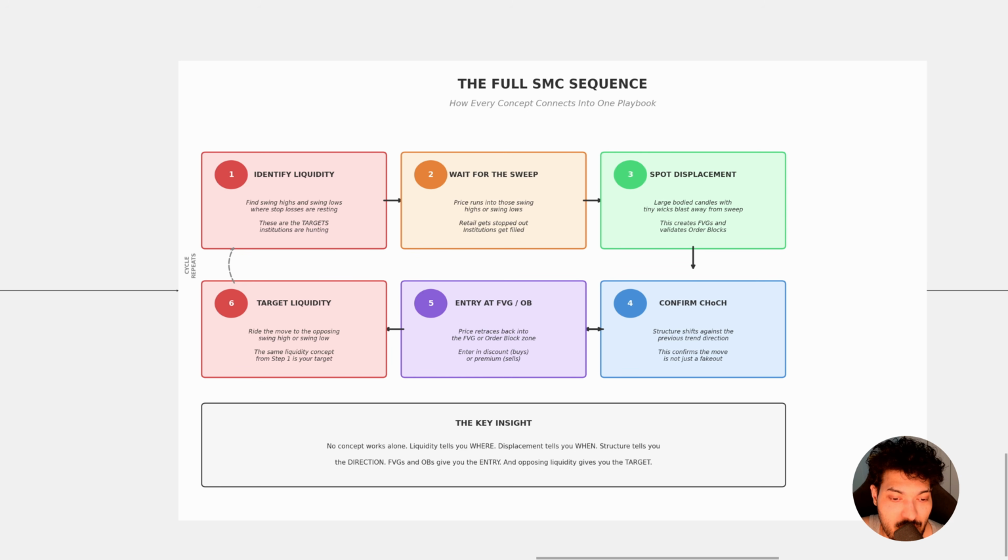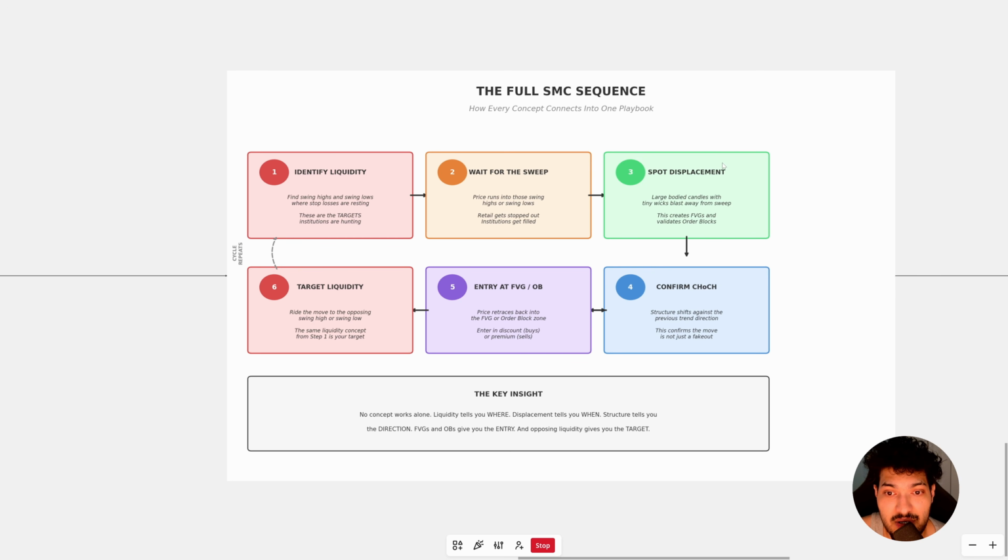But you've got to understand that no concept is going to work by itself. All right, liquidity is going to show you where, but the displacement is going to tell you when. All right, and the structure tells you the direction on how it gets there, right? The fair value gaps and the order blocks are going to give you the entry, and the opposing liquidity is going to give you the target. This is the full playbook, no bullshit.